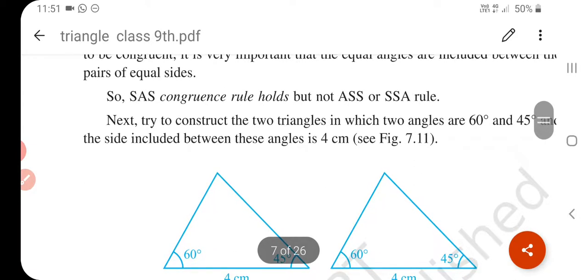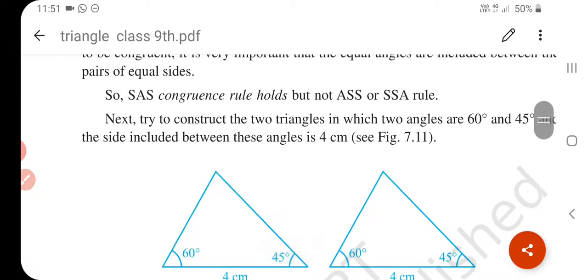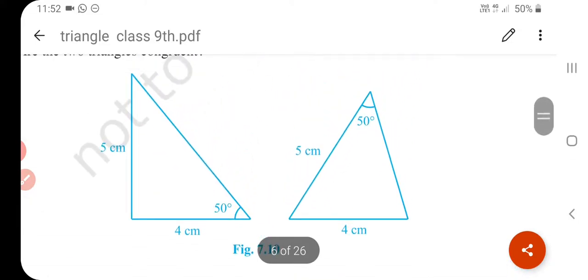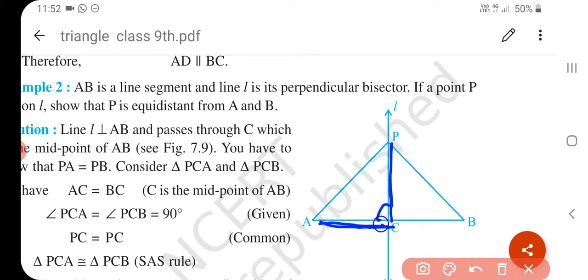Okay, understand? So this is your first rule, that is the side, angle, side congruence rule holds, but not ASS or SSA. Side, angle, side congruence rule holds, but angle, side, side does not hold, and side, side, angle does not hold. Here see once again, we took this side, this angle and this side. So that is side, angle, side, you have to read it this way. So two triangles are congruent when the side, angle, side congruence rule is applied. Okay, understand?